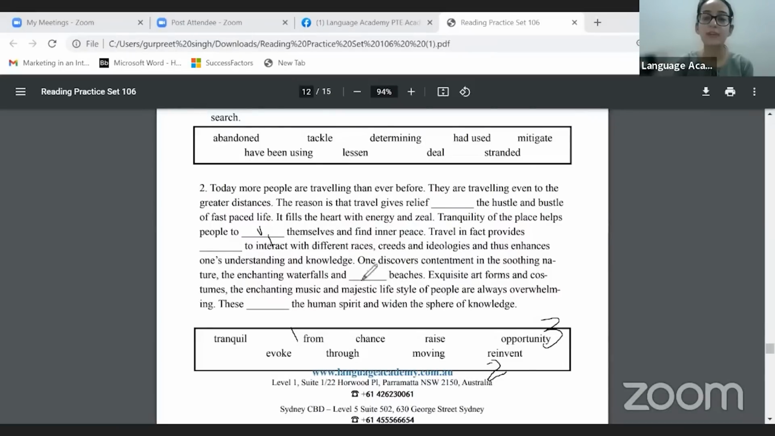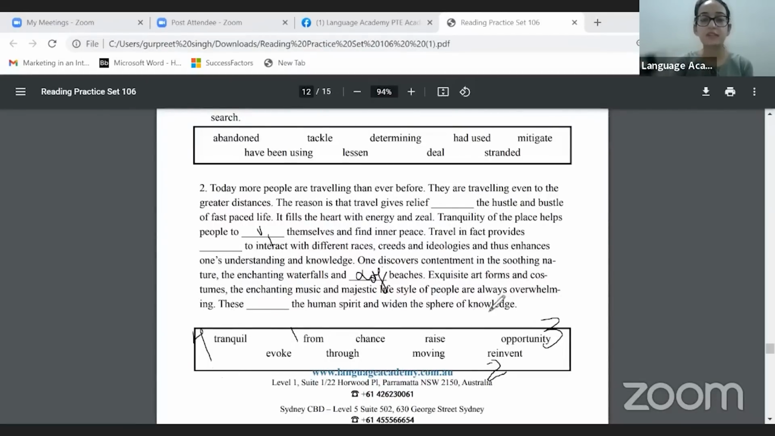Still, we have a blank. Beach is a noun, so we'll go with an adjective. What kind of beaches? So we actually had only one word which was an adjective here. Tranquil. Tranquil means calm beaches. Those quiet and calm beaches.